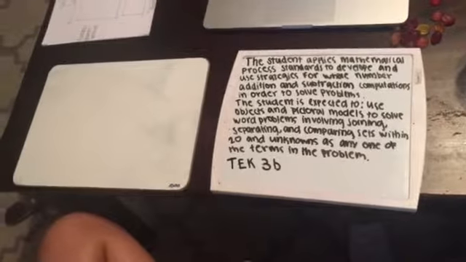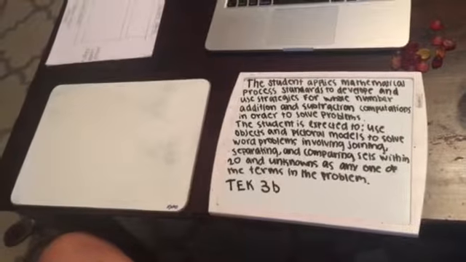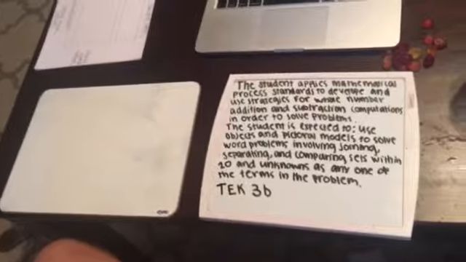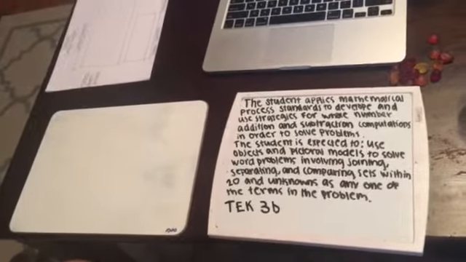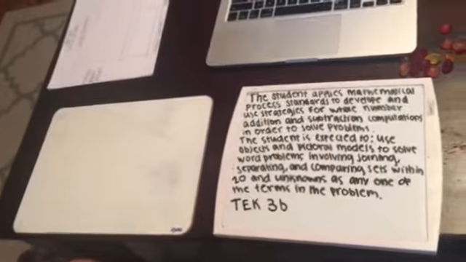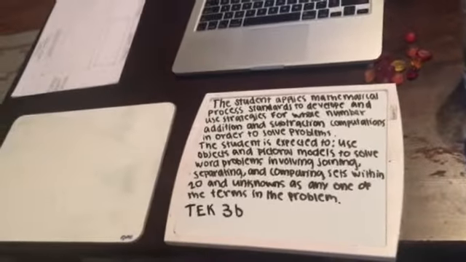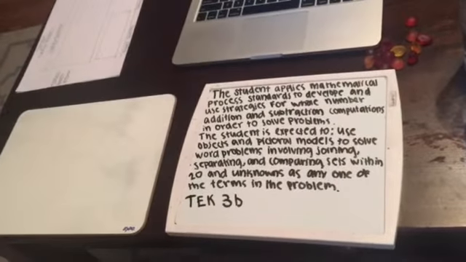Okay, so today we're going to be working with 3B, which is: the student applies mathematical process standards to develop and use strategies for whole number addition and subtraction computations in order to solve problems. The student is expected to use objects and pictorial models to solve word problems involving joining, separating, and comparing sets within 20 and unknowns as any of the terms in the problem.